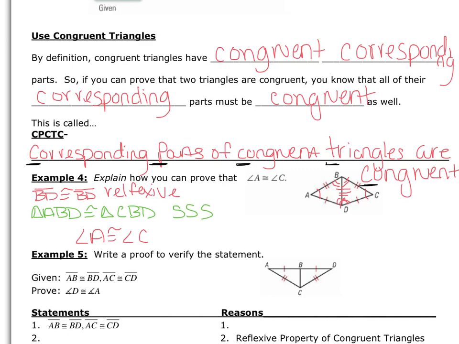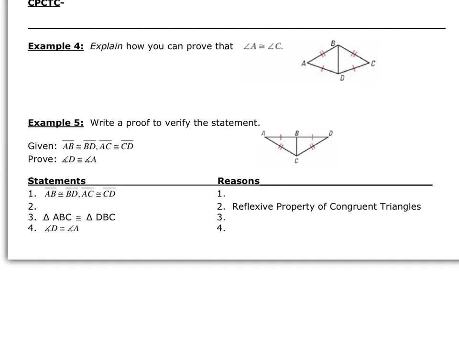Let's look at example 5. We're going to write a proof to verify the statement. So we know that AB is congruent to BD. All right, that was given. Then we know AC is congruent to CD. That was given, and it's already marked on the picture for us. Now, because of the reflexive property, what can we state as being true over here? Well, the reflexive property is where anything is congruent to itself. So BC is congruent to BC. So now the triangles are congruent because of the side-side-side congruence postulate.